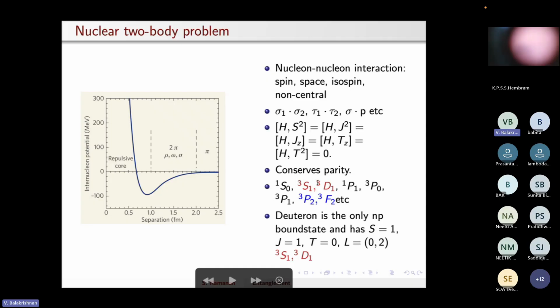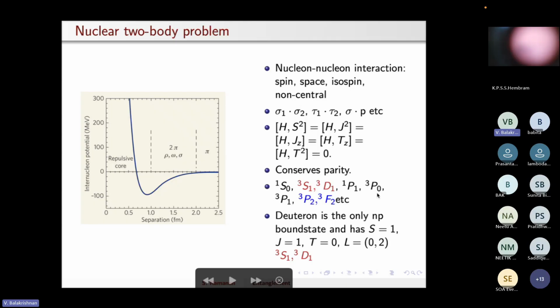Now, the fact that you have this non-central interaction was known experimentally because the deuteron, when it was discovered, was found to be a very shallow bound state. The depth of the nuclear potential is of the order of hundreds of MeV, whereas the deuteron binding energy is about 2 MeV, and the range of the nuclear interaction is a few Fermi, whereas the deuteron's size is bigger than the range. It's about 2 or 3 Fermi.